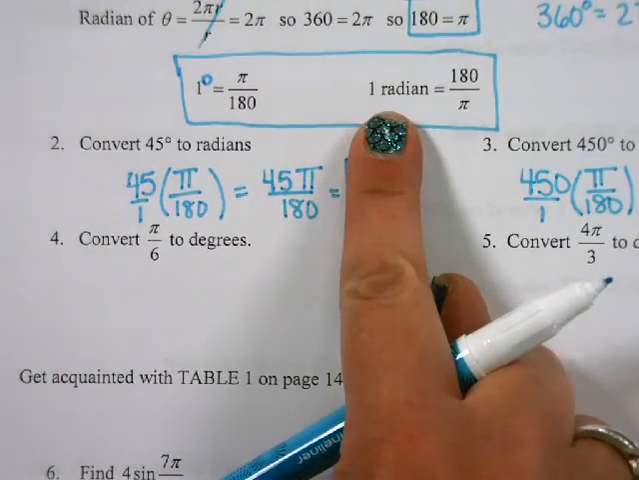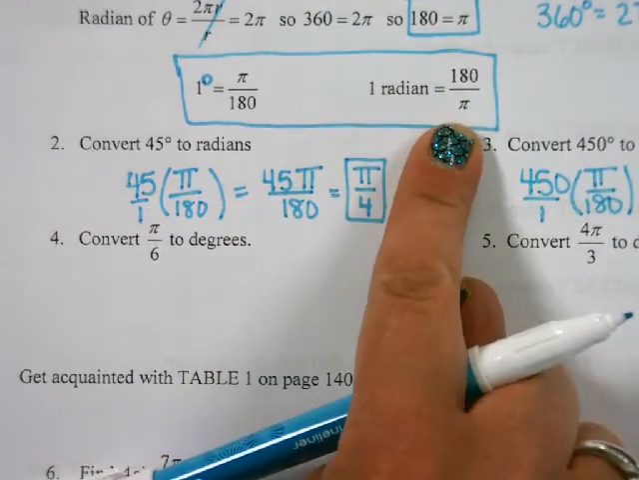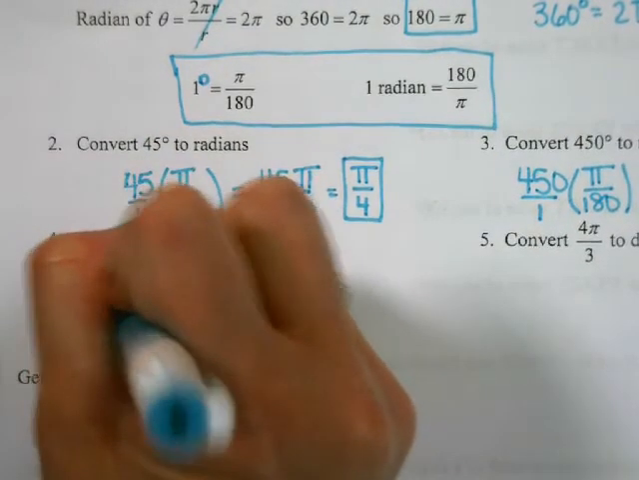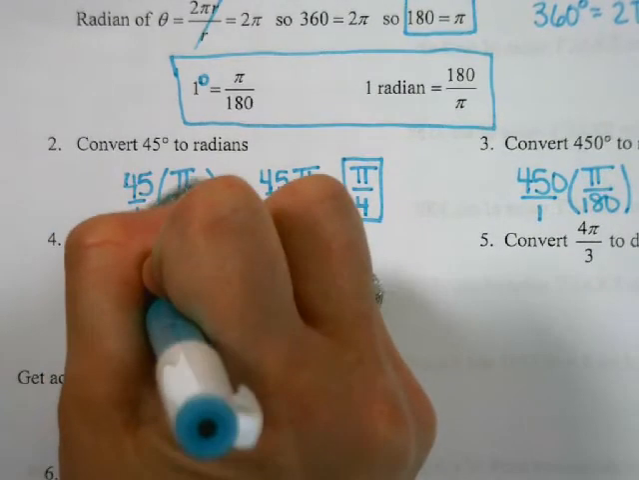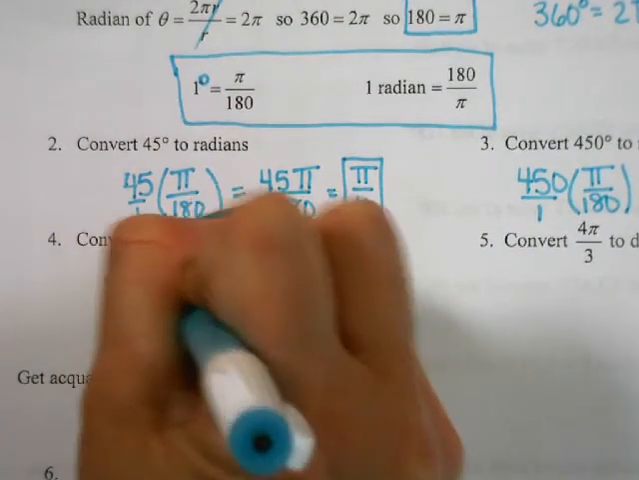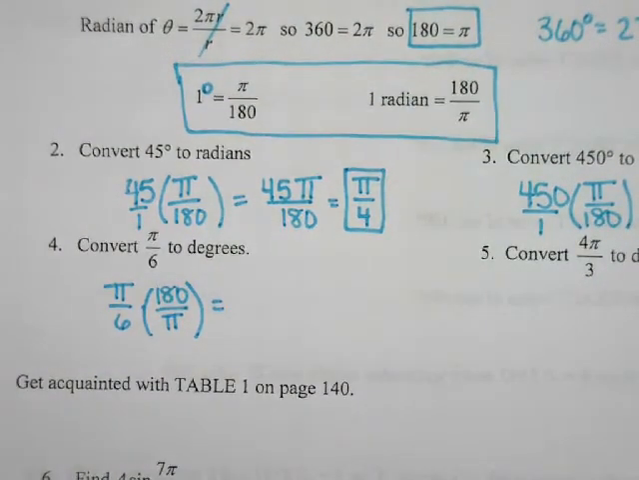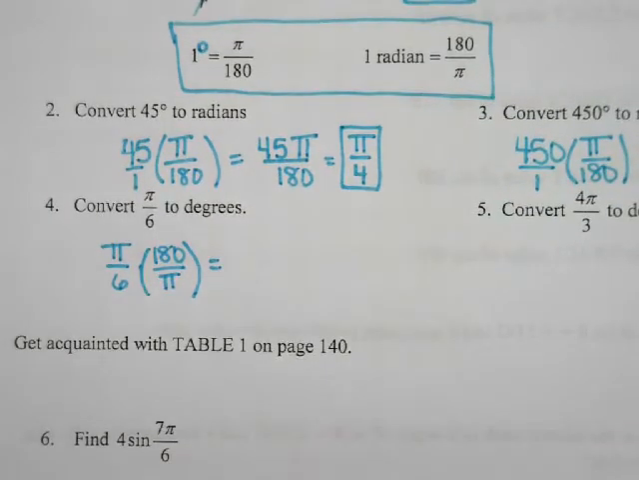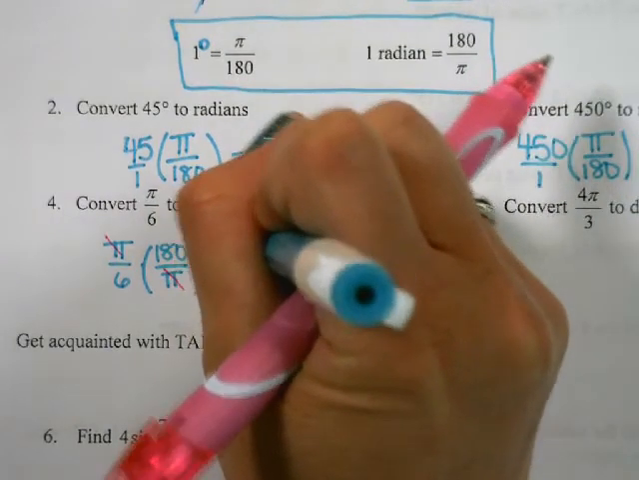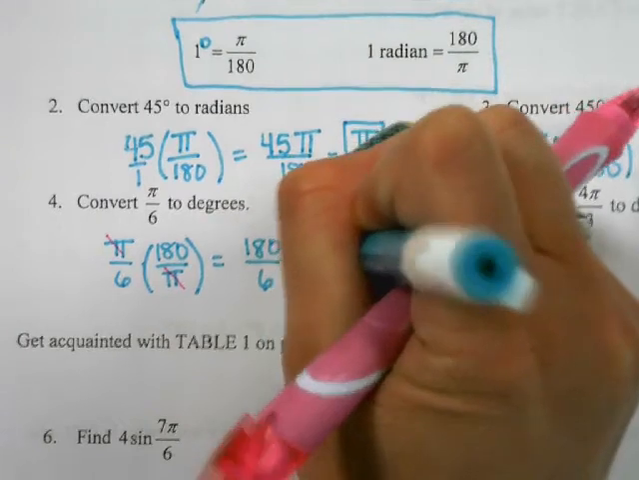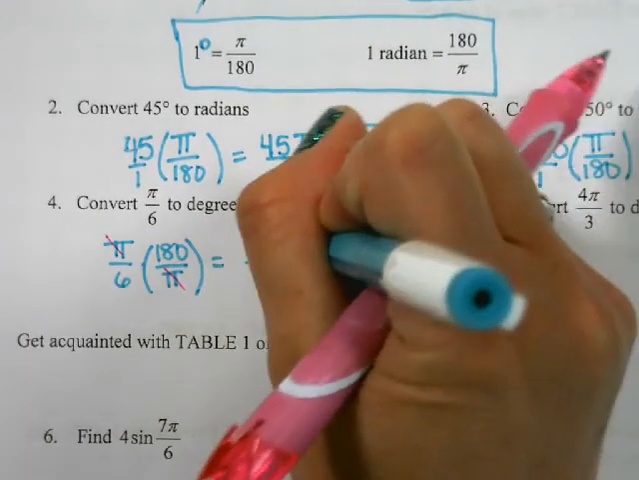So 1 radian is 180 over pi. So pi over 6 radians will be times 180 over pi. Pi's cancel, right? I got a pi in the top and a pi in the bottom. So 180 divided by 6 is 30 degrees. So this one we should label with the degree symbol.